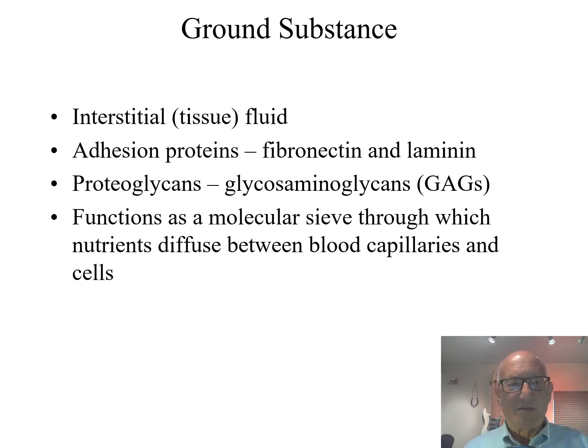Ground substance is interstitial fluid. That's the fluid in the spaces in between cells. It's composed of adhesion proteins, proteoglycans, which we're not really too concerned about right now, and it functions as a molecular sieve through which nutrients diffuse between blood capillaries and cells.